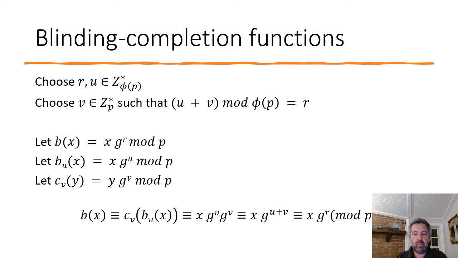B sub u, the blinding function with the secret key u, is equal to x times g to the u mod p. The completion function C sub v, with secret key v, is equal to y times g to the v mod p. And we then see in the final row of the math that the composition of the completion function applied to the blinding function will result in the hash function B of x, which is the same regardless of the value chosen for u.